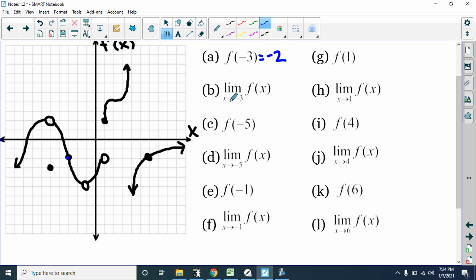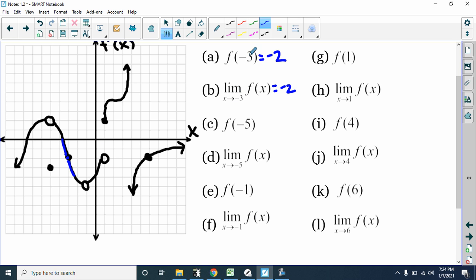The limit as x approaches -3 of f of x, I no longer care what's happening at -3. I want to know as I get close to -3. So as I'm coming into -3 on the left side, and as I'm coming into -3 on the right side, what is that y value getting close to? And that y value on both the left and the right is also coming into -2.